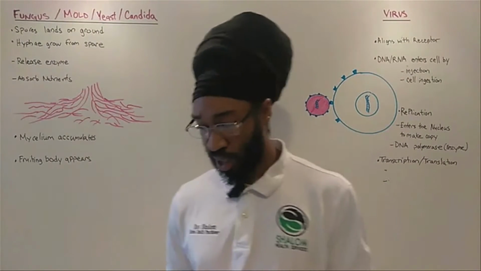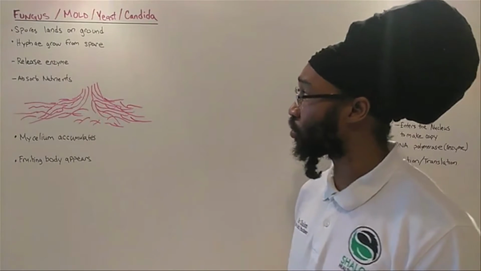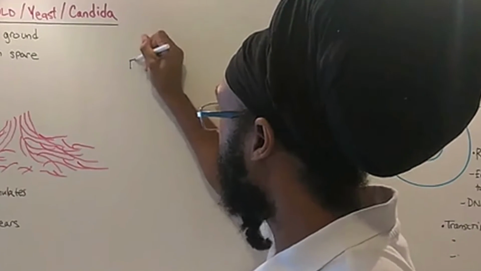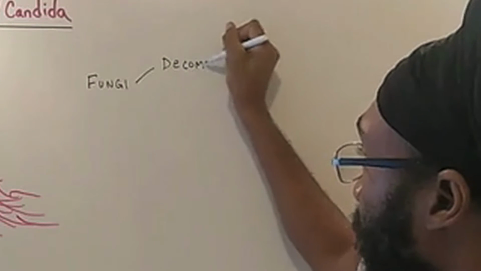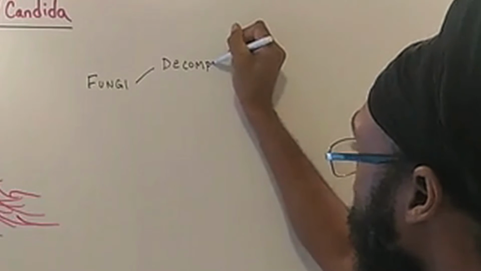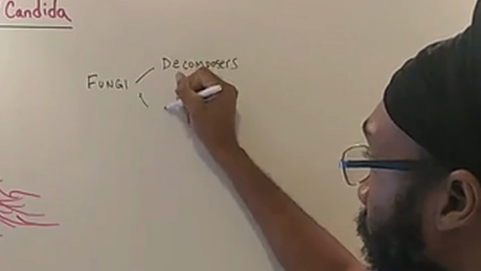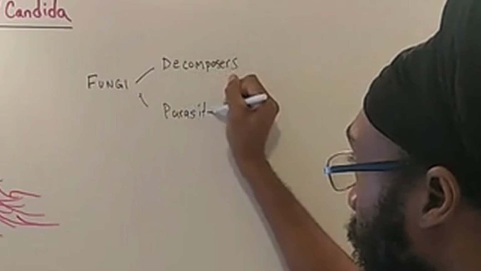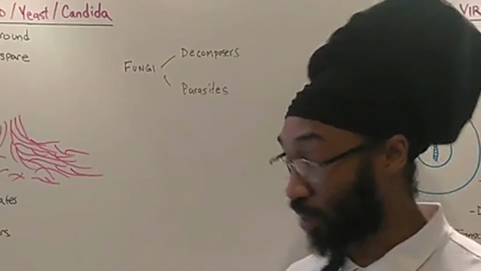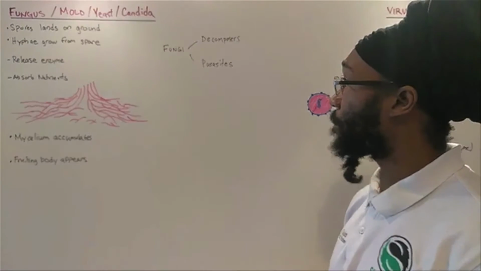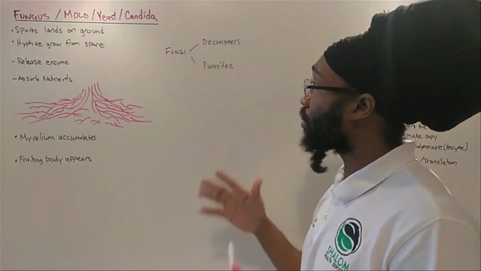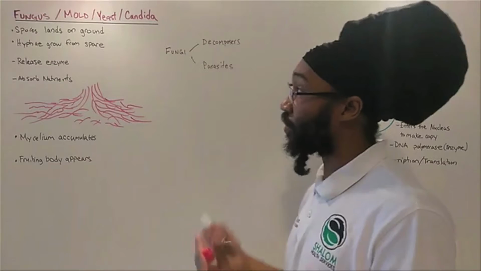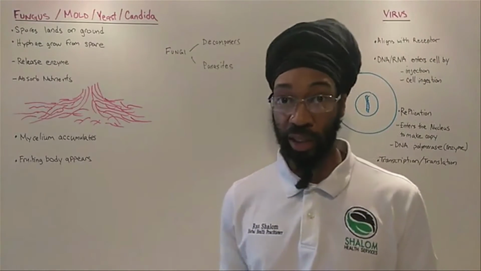Now, fungus is pretty much categorized in two different categories. I would say it's fungi, and it's categorized into decomposers. That means they like to eat on dead things. And then we have parasites that like to eat on living things. But mainly, I've talked a lot about parasites. We can go back to the old video that I did on parasites, but some of the fungi act like mold and yeast.